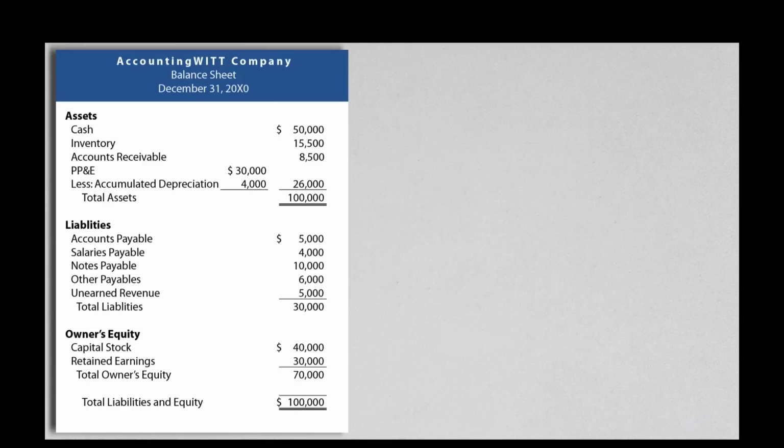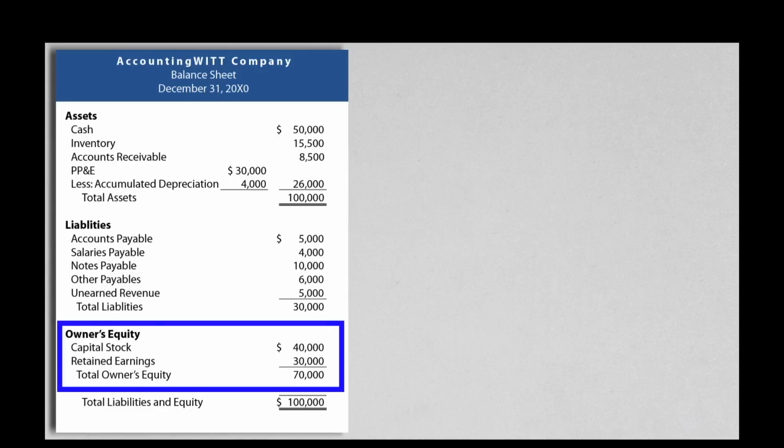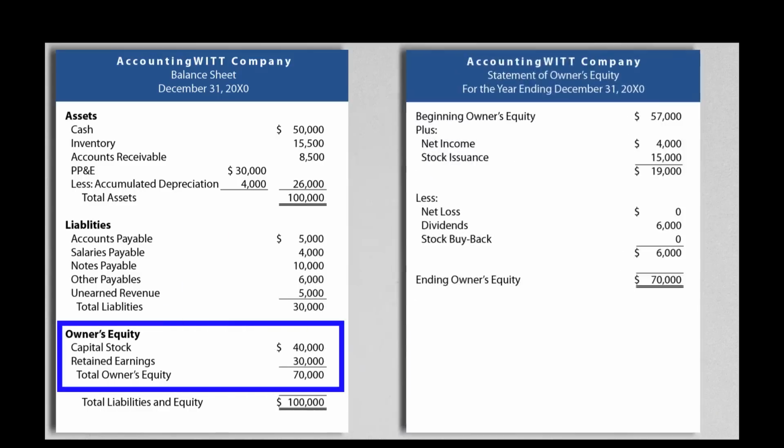For example, let's look at the balance sheet. The balance sheet shows us assets, liabilities, and owner's equity. The details of the changes of the owner's equity section of the balance sheet can be found on the statement of owner's equity.